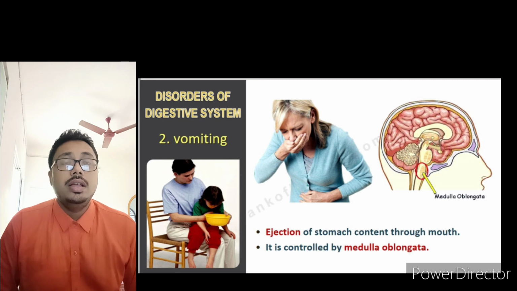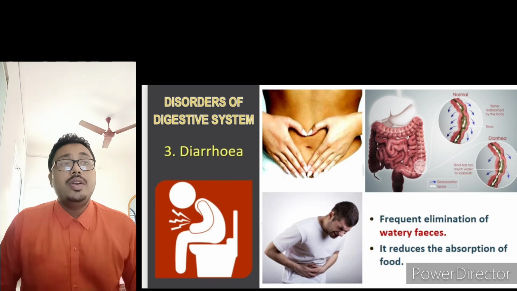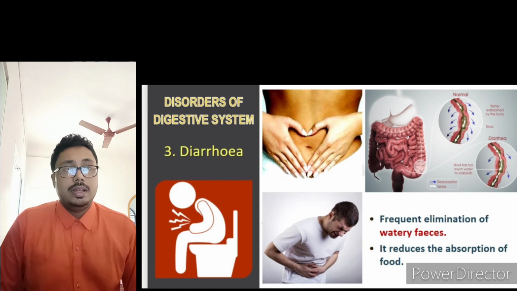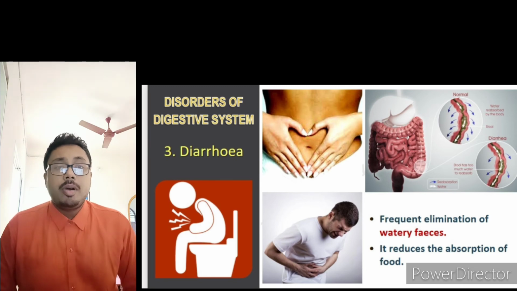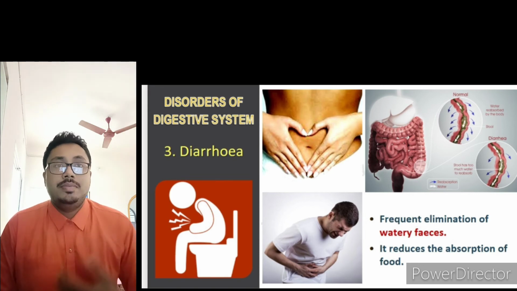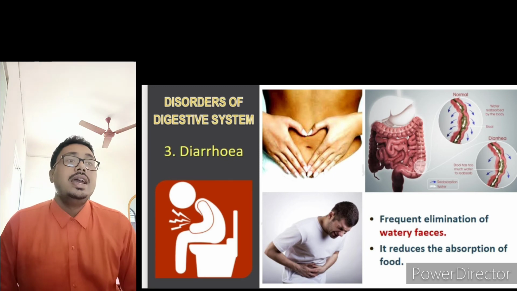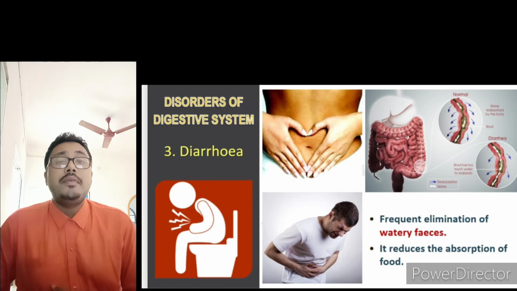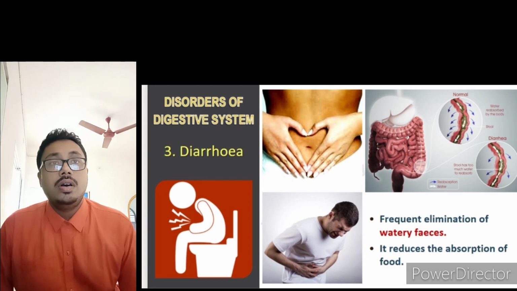Now, diarrhea. Diarrhea is frequent elimination of watery material, watery feces. If the absorption of water is not controlled properly, you will feel the need to excrete many times, and this is known as diarrhea, frequent elimination of watery feces. It reduces the absorption of food. You will have pain in your stomach. You have to go to the toilet many times. This is a disorder of the digestive system.